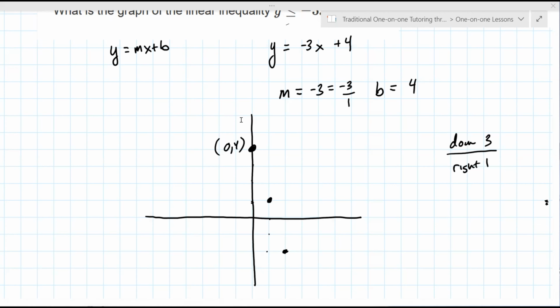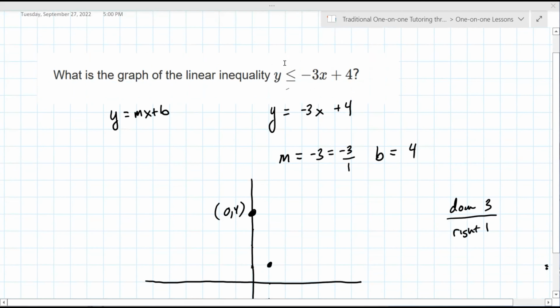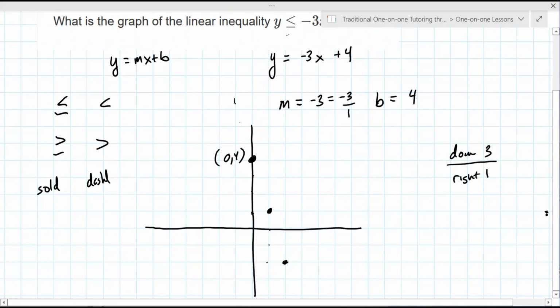Okay, so now we go back to this inequality. Since it's less than or equal to, that means it's a solid line. So less than or equal to, greater than or equal to, those are solid lines. If it's less than or greater than, those are dashed. So you want to put some arrows on the end.